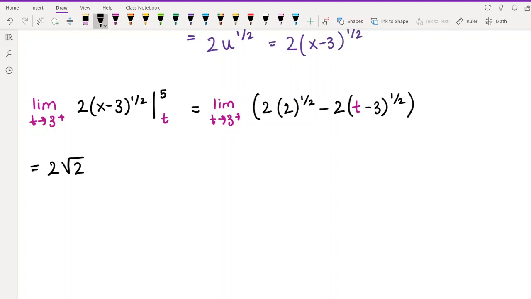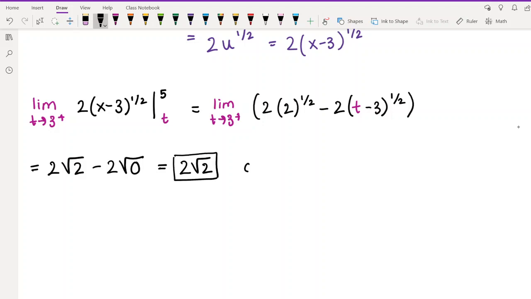And then what about the second part? Well, let's think about what happens when you plug in a number that is close to 3 and just above 3, like 3.1 or 3.01. When you plug in numbers that are really close to 3, if you do t minus 3, that's going to give you something really close to 0. And so you're going to end up with negative 2 times the square root of 0, and that's just 0. So you just end up with 2 times the square root of 2.